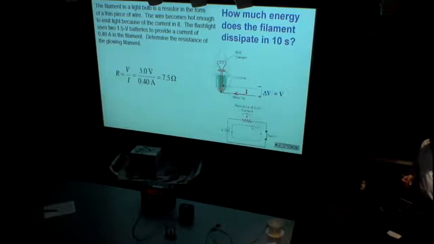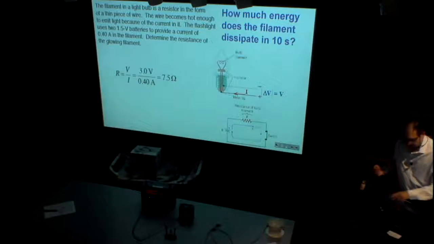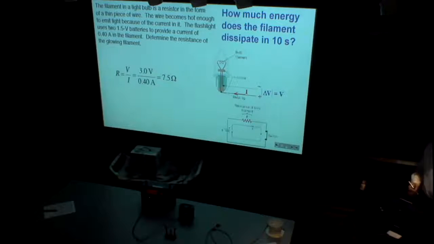Now, how much energy does it dissipate in 10 seconds? Energy dissipated in 10 seconds means how much work electric current does in 10 seconds. So work equals power times time. Time is 10 seconds. How do we get power? We have three equations, and what do we know here? Everything. We know voltage, we know current, we know resistance, so we can pick any equation. For example, just current, voltage, time. Current is 0.4, the voltage is 3, the time is 10 seconds: 12 joules. That's it.